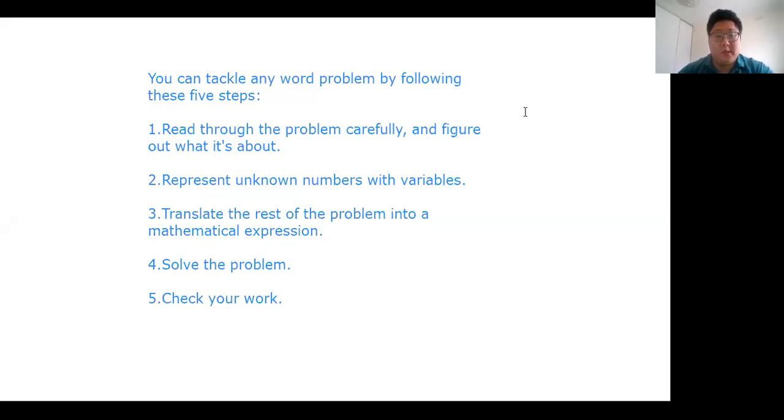Step 2 is to represent unknown numbers with variables, so changing distance with d or x or time with t, and or any other letter that you feel may fit. Generally, it's the first letter of that word. Step 3 is to translate the rest of the problem into a mathematical expression. Step 4 is to solve the problem, and step 5 is to check your work. So I'm going to walk you through those steps with an example.